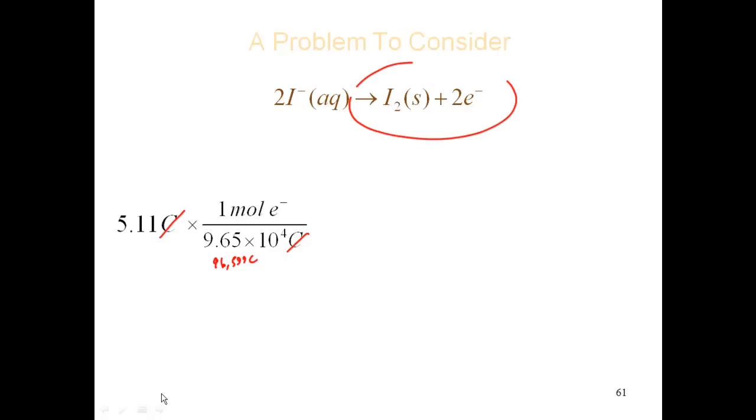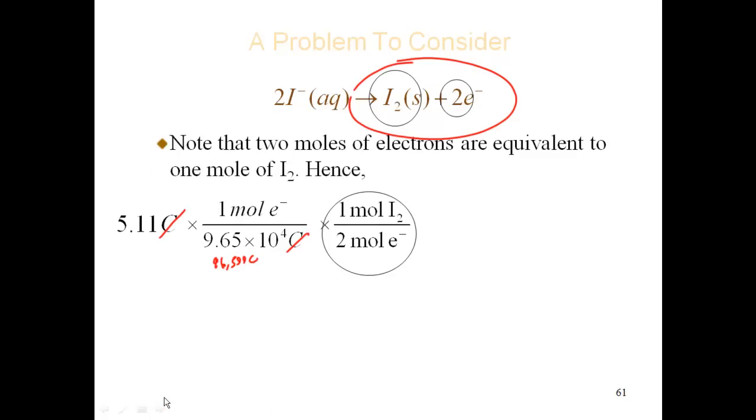There's a relationship between my moles of electrons and my substance, which is what type of relationship? There's a 2 to 1. For every 2 moles of electrons, which is coming from right here, there's 1 mole of I2. So that's where that relationship is coming from. There's 2 moles of electrons for every 1 mole of I2 from that balanced half reaction. So my moles of electrons cancel, and now I know how many moles of I2 is associated with that amount of coulombs.